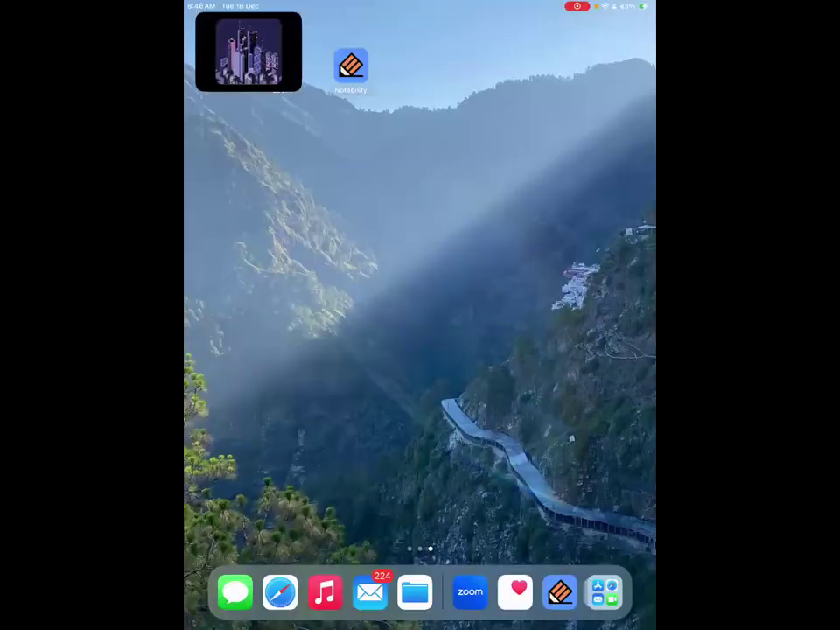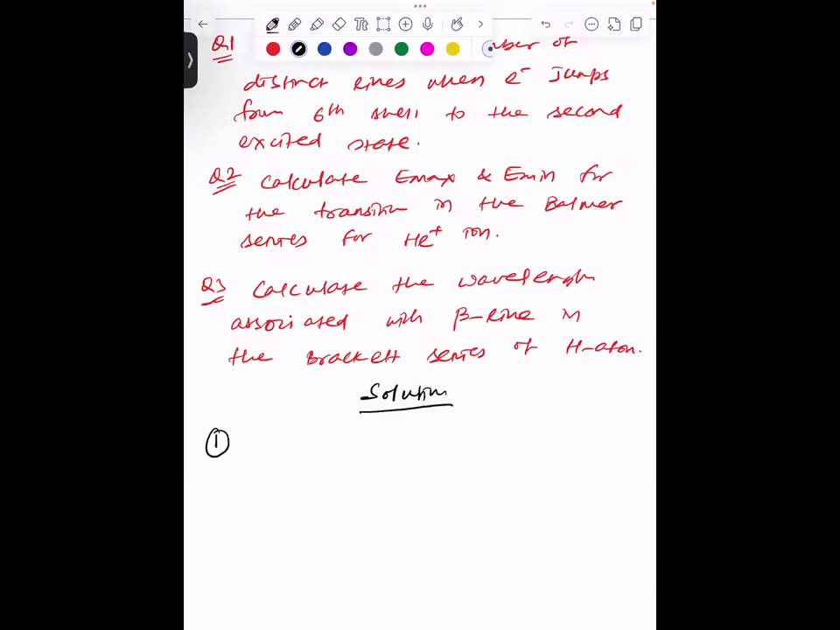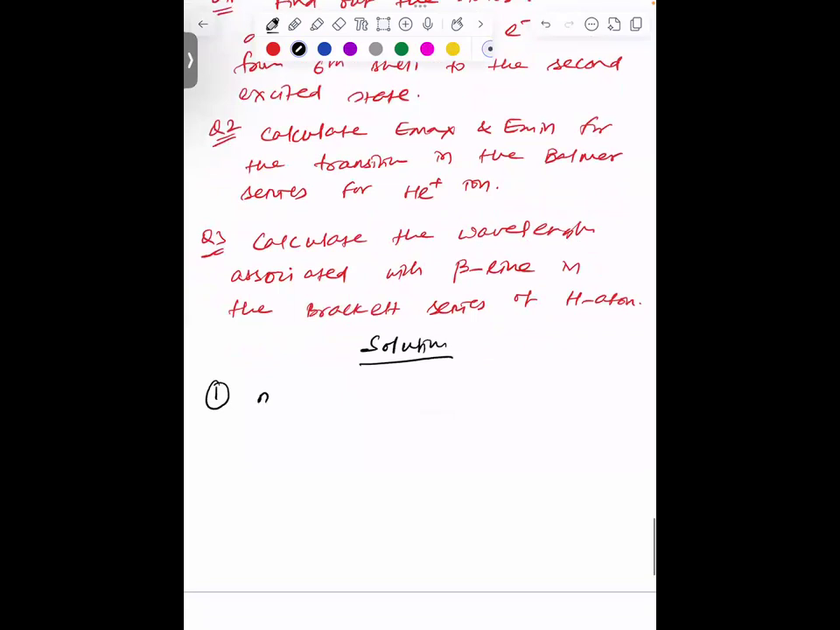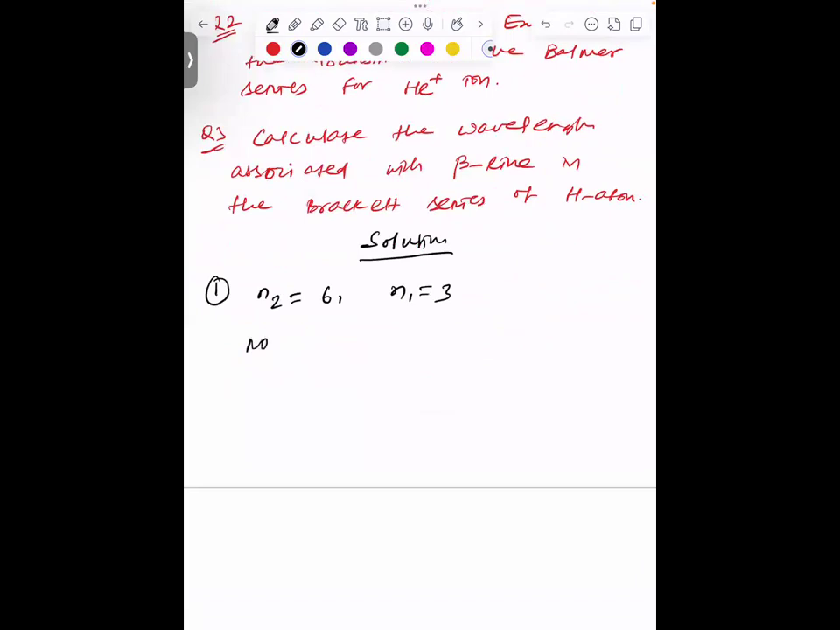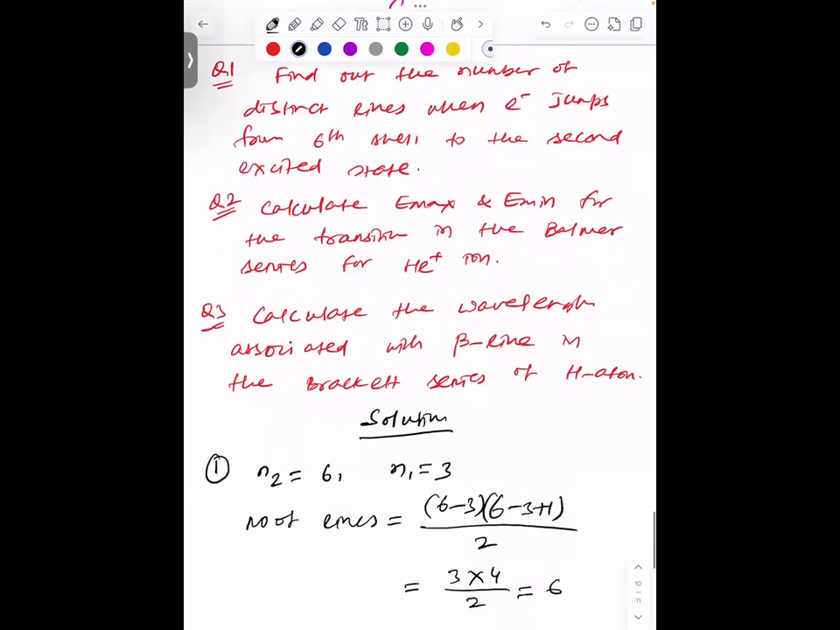So first question, find out the number of distinct lines when electron jumps from 6th shell to the second excited state. See, what is the ground state? Shell number 1. First excited state, shell number 2. Second excited state, shell number 3. So here n2 is 6 and n1 is 3. So number of lines equal to (6 minus 3) into (6 minus 3 plus 1) divided by 2. So that is 3 into 4 by 2, that is 6. It is the answer to the first question.